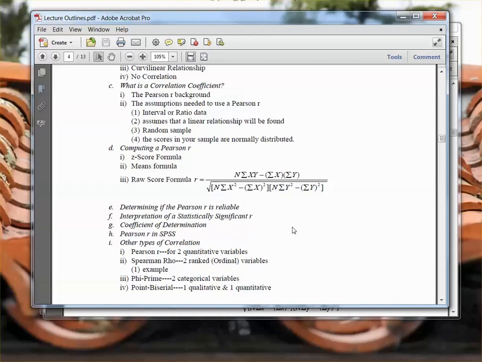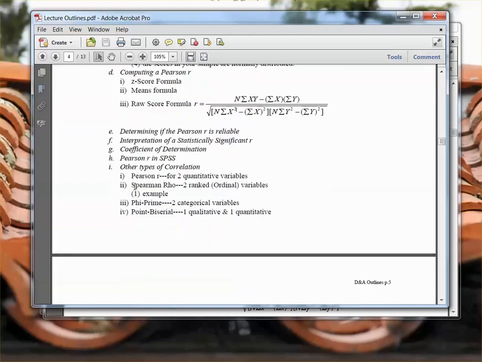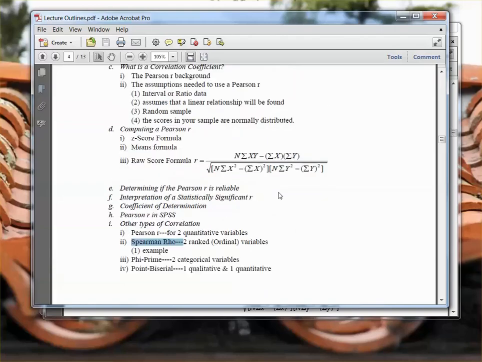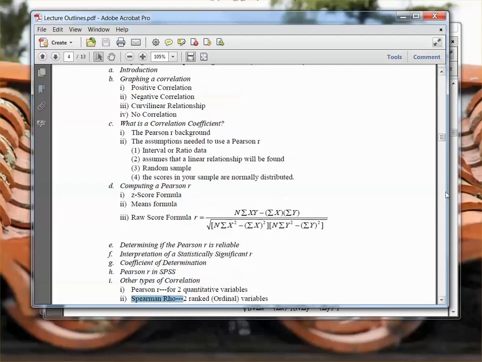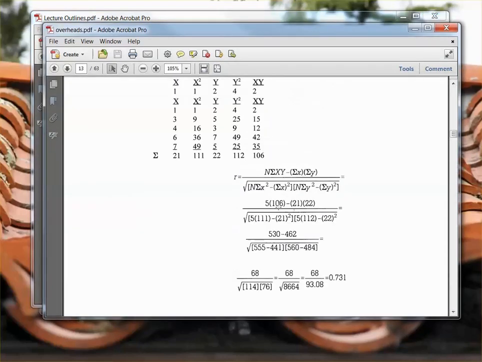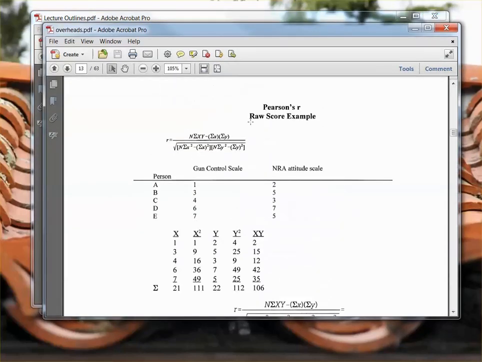statistically significant or not. We're also probably going to do a Spearman Rho in this video because that's pretty easy to do for the hand calculations as well. Okay, so that's what we're going to do. We're just going to learn how to take the numbers and convert them into a Pearson R. So here is the formula.